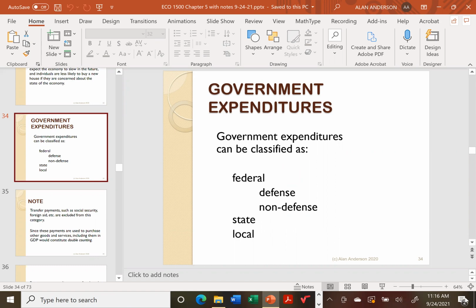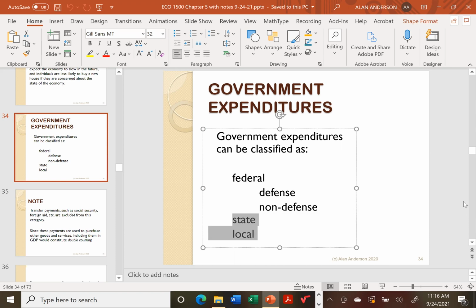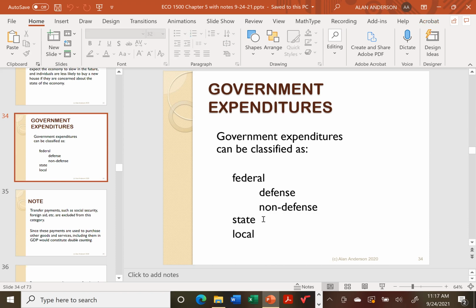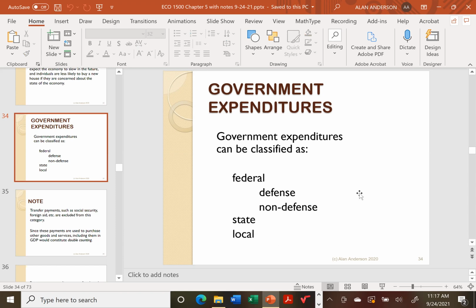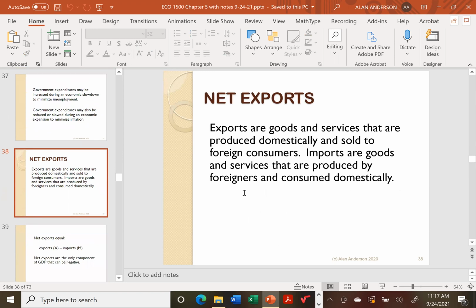But then also states and local governments also have their own expenditures. This all gets counted in GDP. So if a state builds a new bridge, that gets counted as GDP. If a local government builds a new parking garage, I guess that would get counted as GDP. All right, now, net exports.